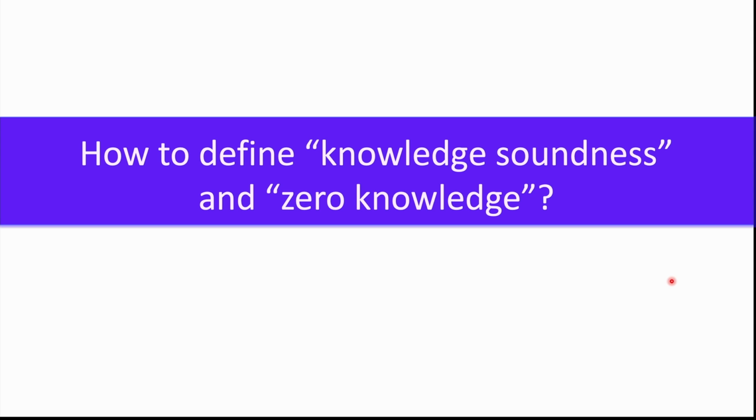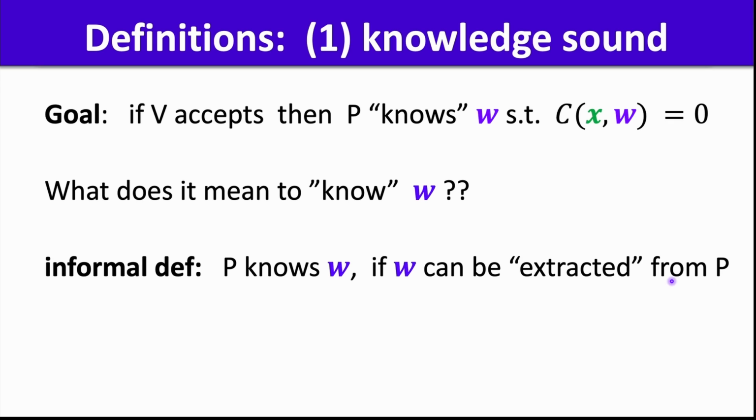So now that we understand what SNARK systems are, the last thing I want to do in this segment is walk you through more formal definitions of what it means for something to be sound, or what it means for something to be zero knowledge. So let's start with knowledge soundness. That's an easier definition to explain. Our goal is to say that if the verifier accepts a proof from the prover, that necessarily means that the prover knows a witness such that C(X, W) is equal to 0.